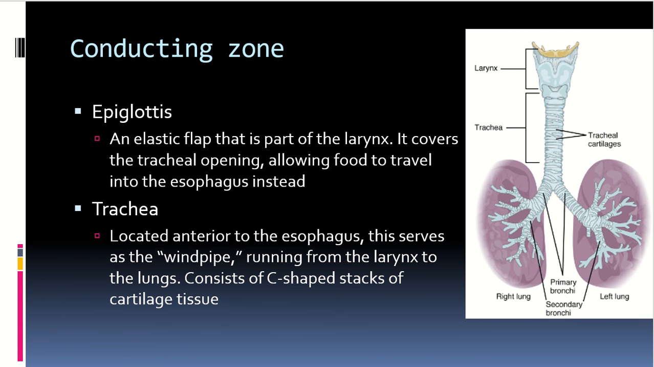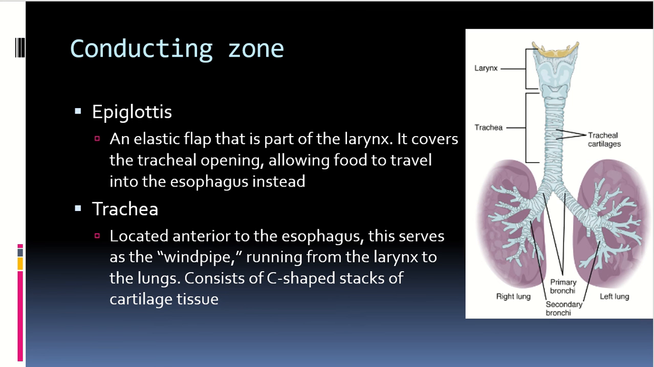Continuing into the conducting zone, this is still where essentially air is traveling. The gateway between things going down your esophagus, like food and liquid, and things going down your trachea, air, would be the epiglottis, which is a flap that is part of the larynx. It helps cover the opening to your trachea, allowing food and water, liquid, to go down the esophagus instead of down the trachea.